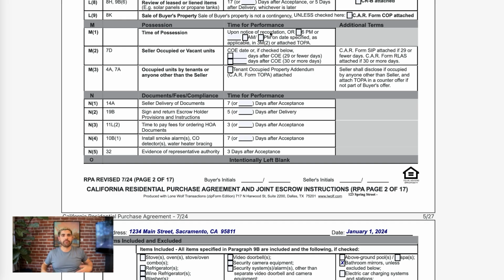Moving on to the next section, possession, when you get the keys to your home. Time of possession will happen at recordation. So here in California, the day that we close is when on record the title moves from the seller's name to your name. So at that time, once we have the green light that that's happened, we can go pick up keys and we'll schedule something that day.